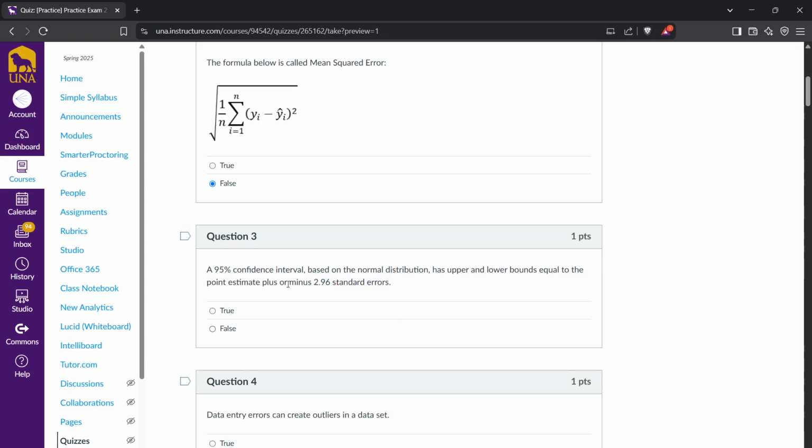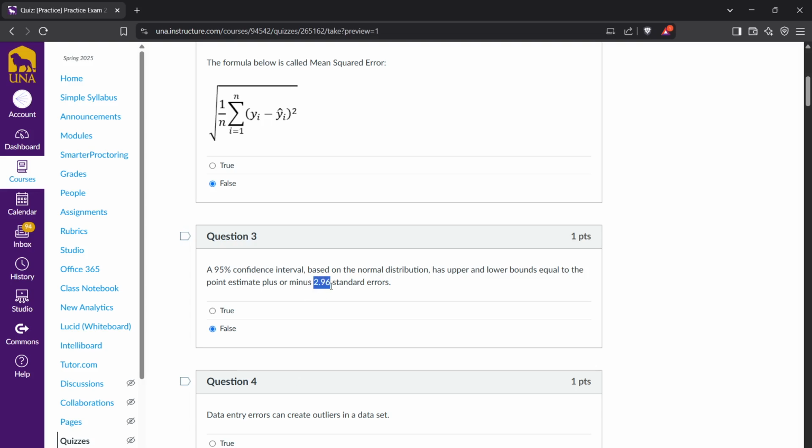Well, okay, but I see a 2.96 here. So as long as you didn't read it too quickly and think you see a 1.96, that was a trick right there. It should be 1.96. I'm going for false. Of course, if it was a t-distribution, I'd be looking for a larger number here.